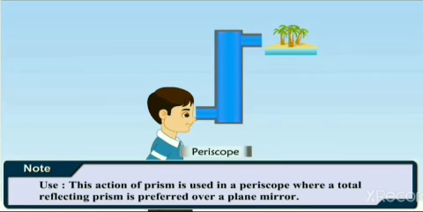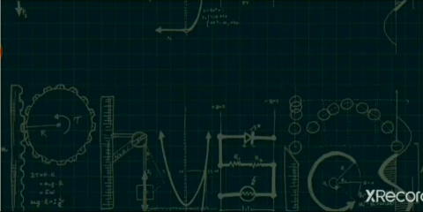Use: this action of prism is used in a periscope where a total reflecting prism is preferred over a plane mirror. B. To deviate a ray of light through 180 degrees.